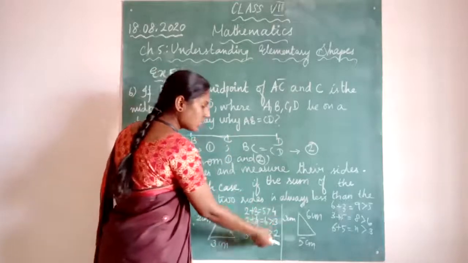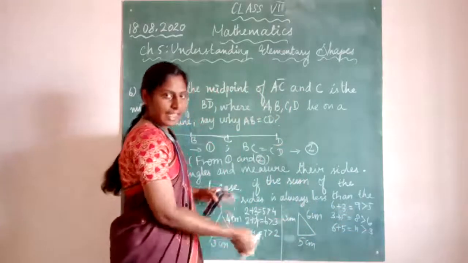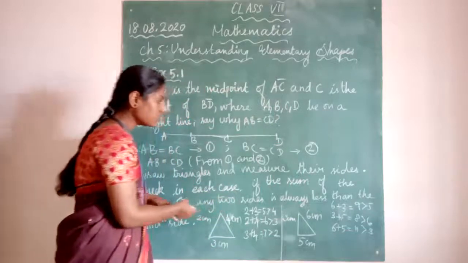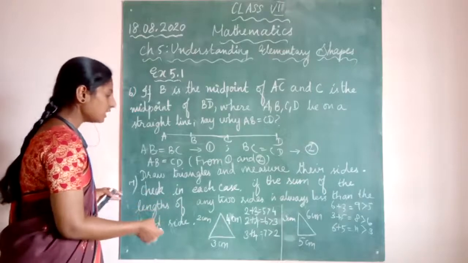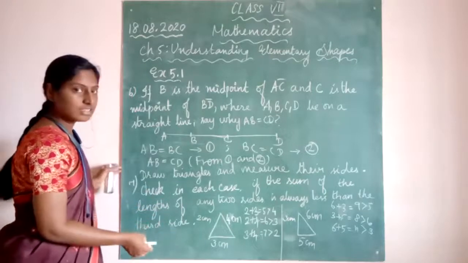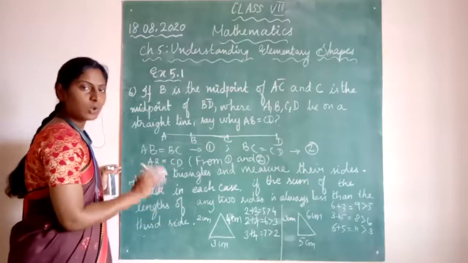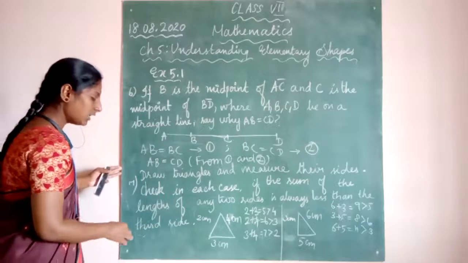In all the cases we could see that the sum of any two sides of the triangle is greater than the third side. Okay. So the question is, check in each case if sum of the length of any two sides is always less than the third side. Is it less? Never it is less. Sum of two sides is always greater than the third side. Is it clear? So here what will you write at the last?